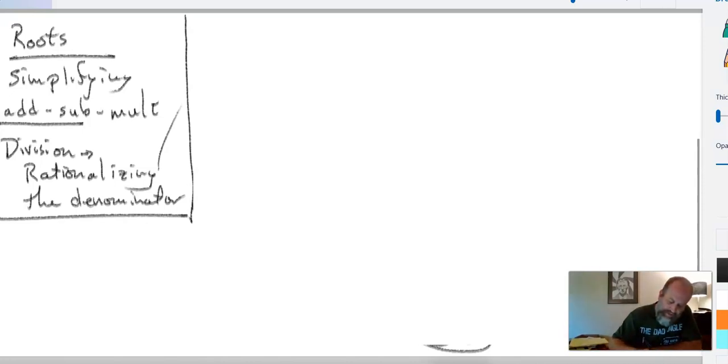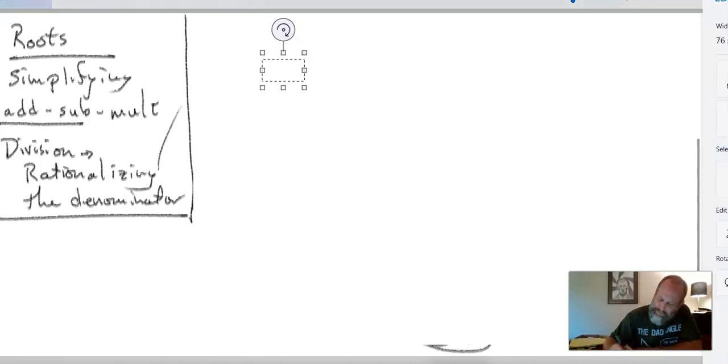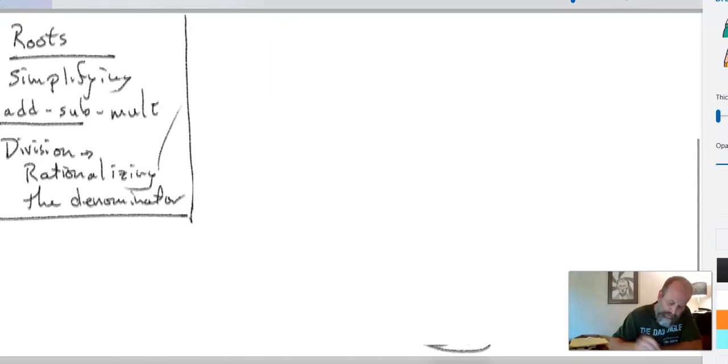So let's say I have this. This is probably going to be a lot easier if I turn on my pencil. There we go. Let's try this again. Okay, so let's say we're looking at simplifying the square root of 70. Oh, that's not a 75.